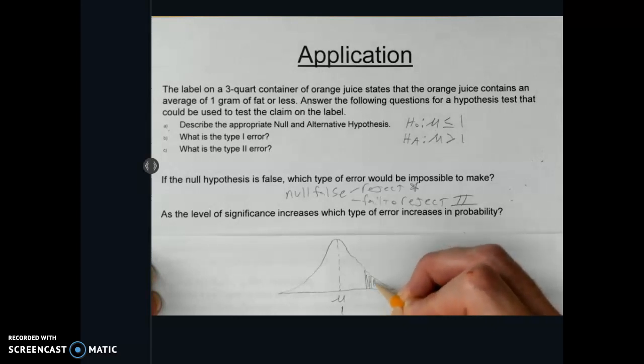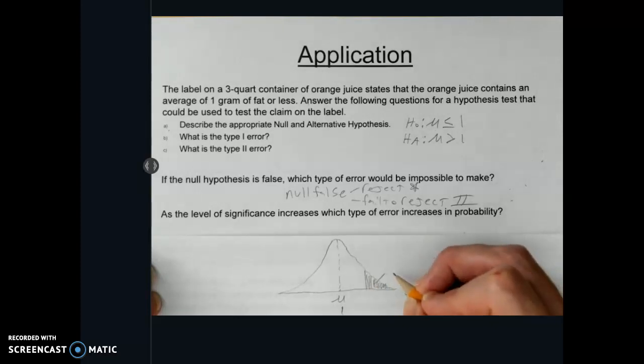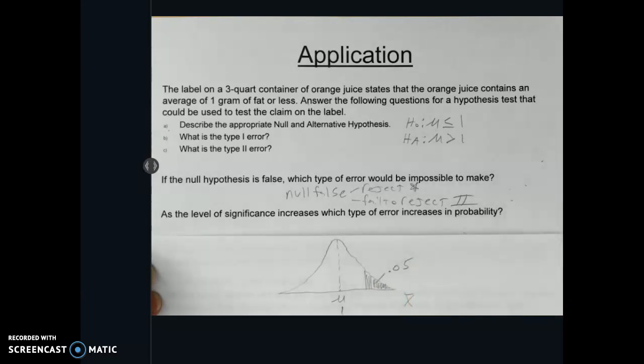The rejection region would be up here, and that rejection region is going to be based on the alpha level of significance. So let's start out and say it's 5%, which is very typical. So this tells us that if the true population mean were less than or equal to 1, we would expect to reject that 5% of the time. We would expect to get sample means that would be up here and cause us to reject the null hypothesis. But the null hypothesis would be true. So 5% alpha is the probability of getting a type 1 error.